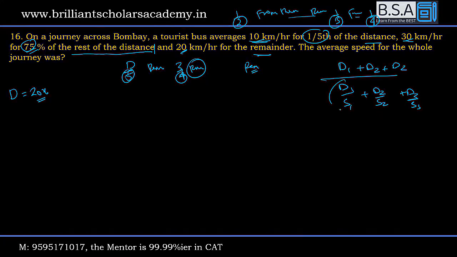I'm going to divide this by speed. Speed is 10, speed is 20, speed is 30. So what is the multiple of 10, 20, 30? The multiple of 10, 20, 30 is 60. So here I am assuming 60 kilometers as the distance. You can assume any number, it will not matter. I've assumed 60 kilometers. What is 1 by 5 of 60?